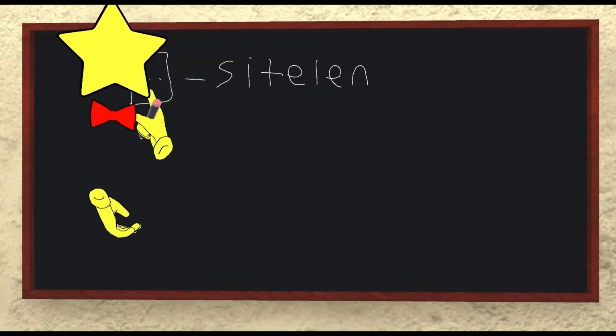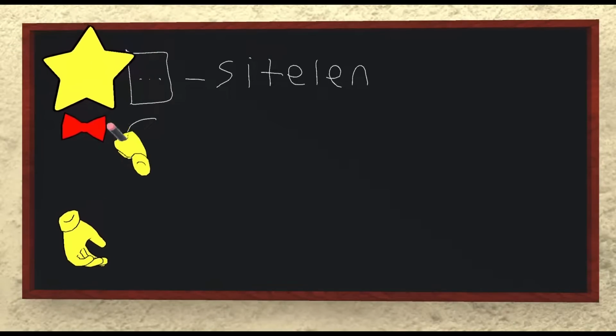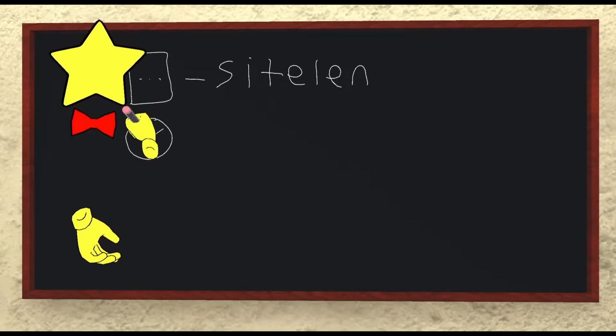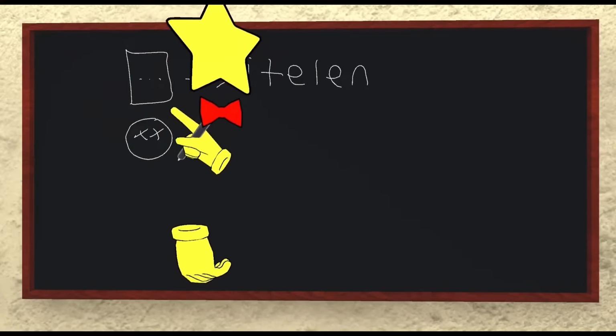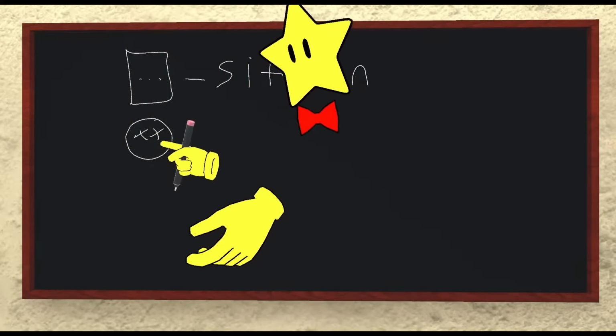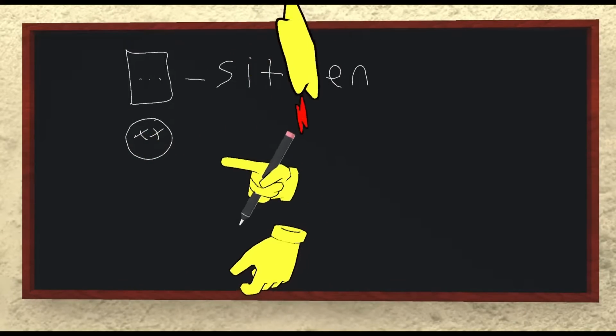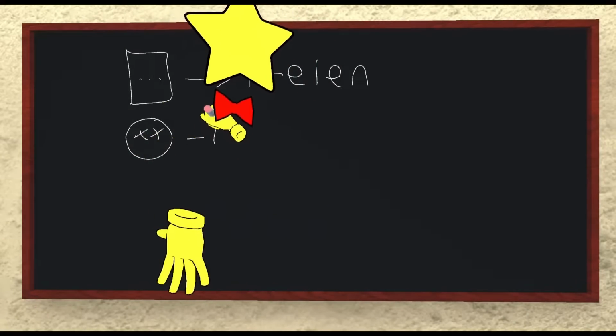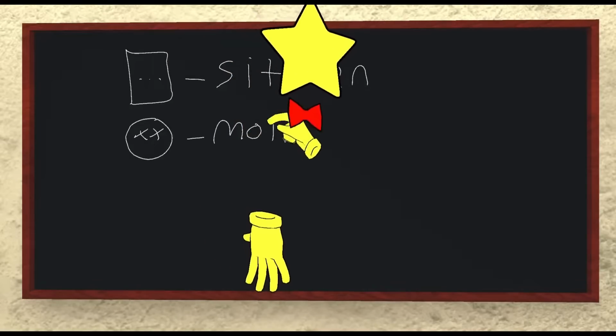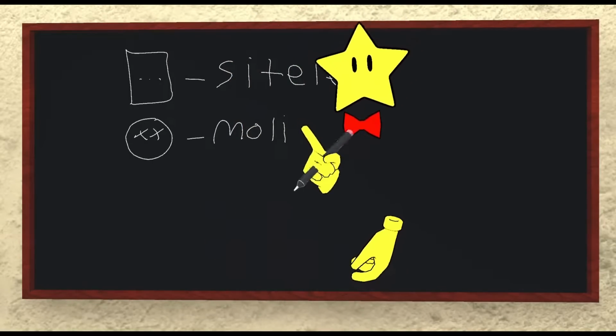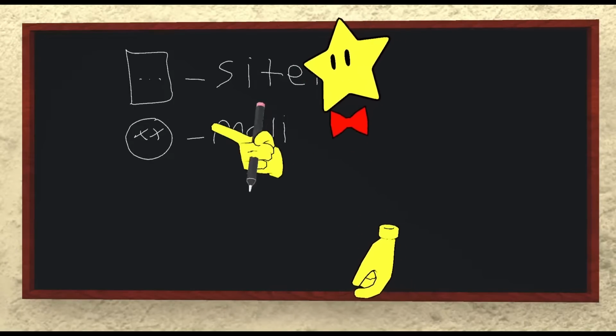Next, we have moli. Moli is drawn with a circle with 2 X's on the inside, about where eyes would go on a face. That's spelled M-O-L-I. And moli has to do with death, dying, killing.